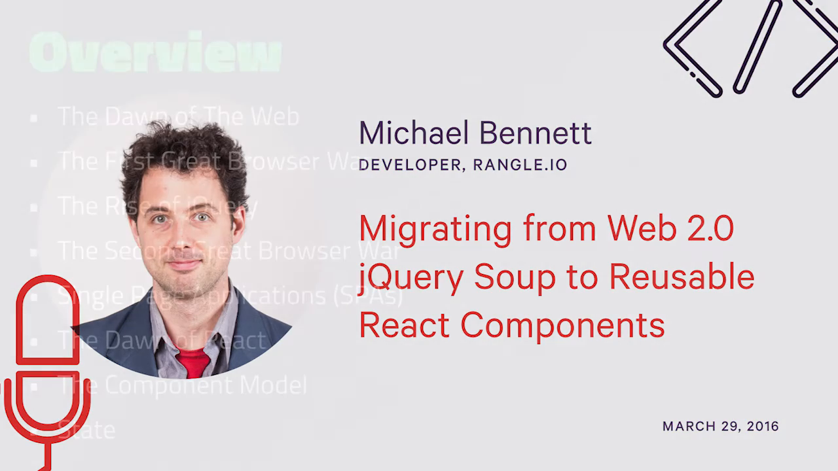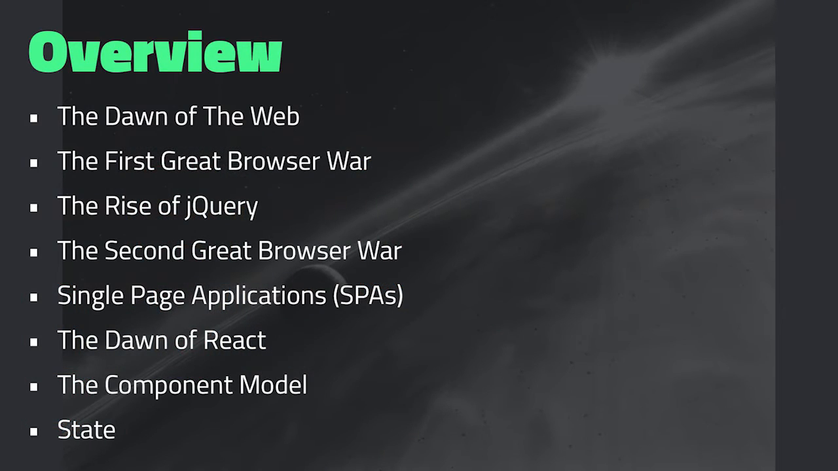So, just getting started, the overview is basically the dawn of the web. We'll talk about the first sort of great browser war that erupted, the rise of jQuery, the second great browser war, single-page applications, the dawn of React, the component model, and then state. So all of these things are different aspects of where we've been and where we're going in terms of web applications and what the web can actually do for us.